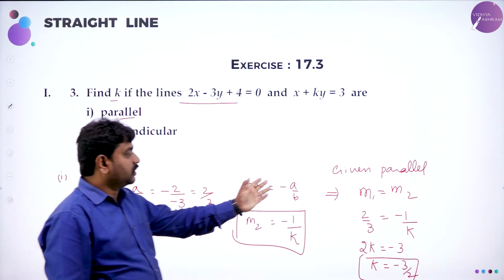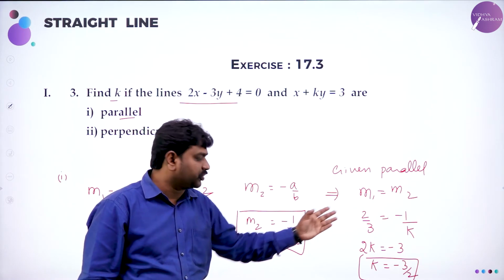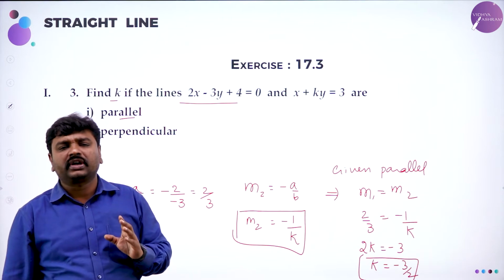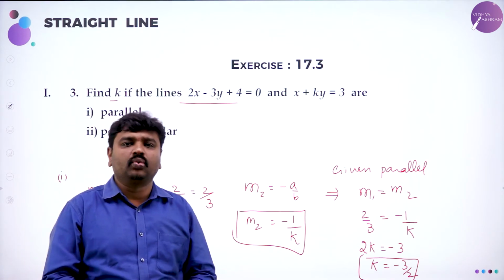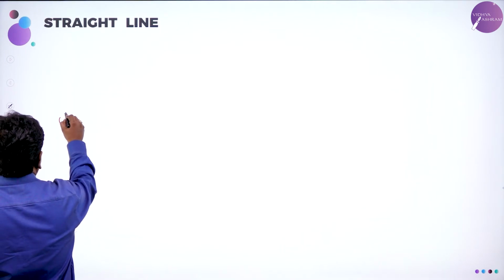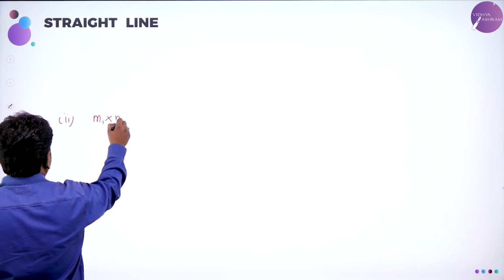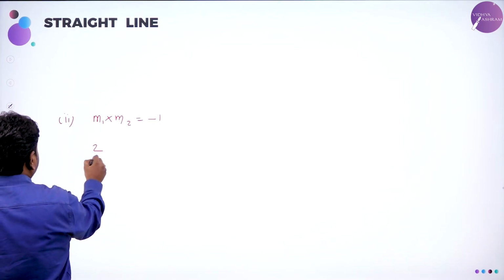So I took them as parallel, because they are parallel. Equate the slopes and you will get k. What is the condition for two lines to be parallel? Two lines are said to be parallel if their slopes are equal. And the second part, perpendicular. Perpendicular means what? They gave m1 into m2 is minus 1. So what is m1? We already got 2 by 3.